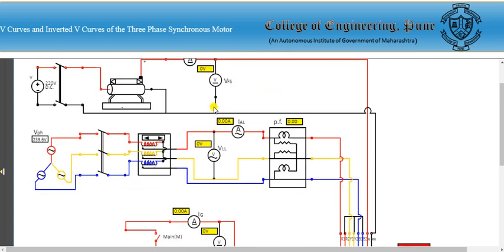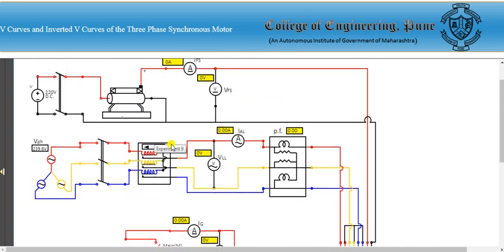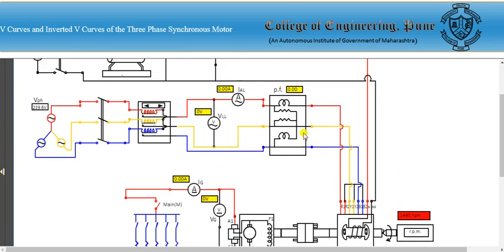And this is called the stator armature supply, and this is an auto transformer, from which you have to increase the level of voltage until it reaches the rated voltage. And this is the power factor meter. Here it is shown. This will indicate the power factor at which the synchronous motor is working.